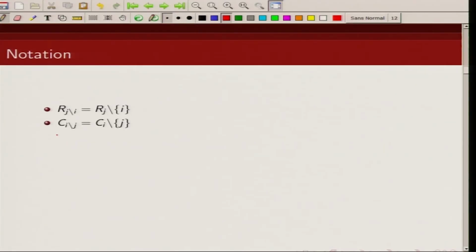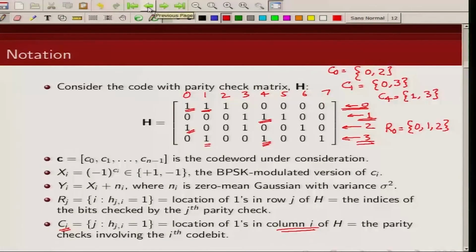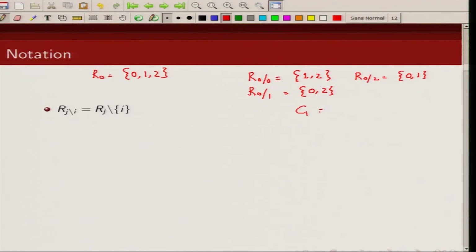Similarly, we define this set Ci minus this element j. So, for example, in this case let us say C1 is 0, 0, 3. So, C1 has elements 0 and 3. So, if we define this, sorry, this notation is like this. This will be 0, this will be 3, or C1 will be 0. Okay.